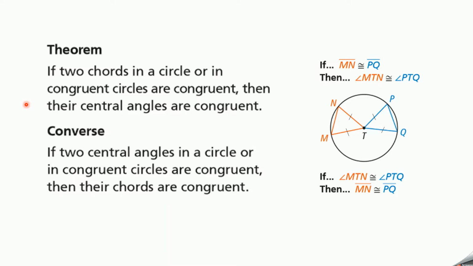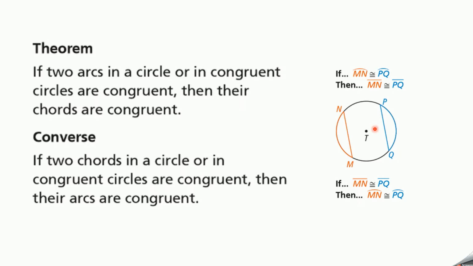Now the converse of this initial theorem is that if two central angles are congruent, then their chords are congruent. If you look back at the circle on the right, if two central angles are congruent, then those chords have to be congruent. What theorem would tell me that the orange triangle is congruent to the blue triangle if these central angles were congruent? Hopefully you said side angle side. And if those two triangles were congruent because of side angle side, then NM would be congruent to PQ.